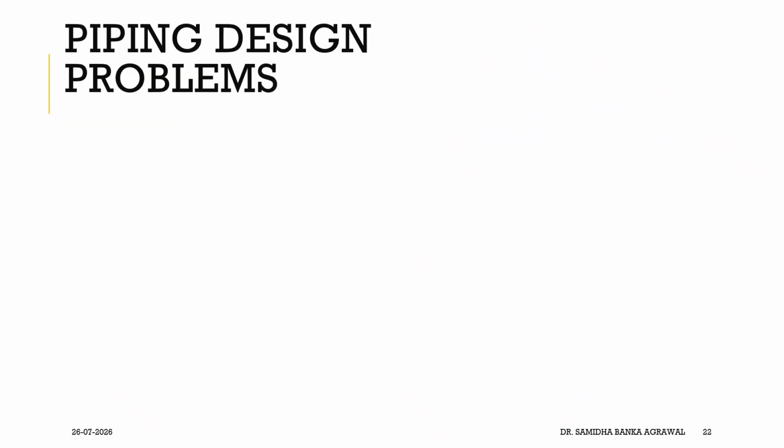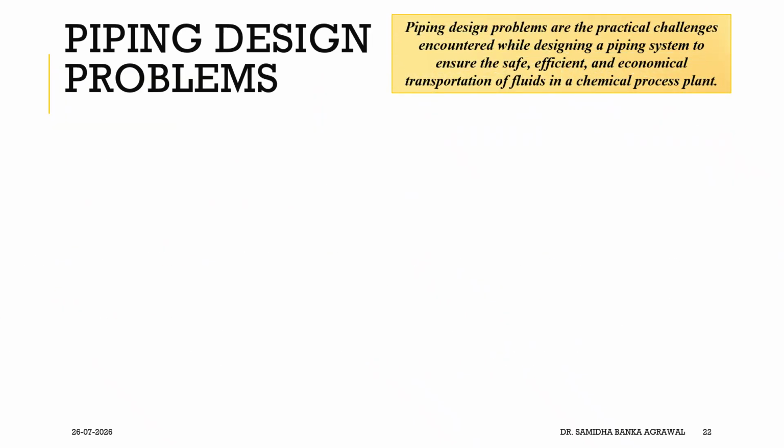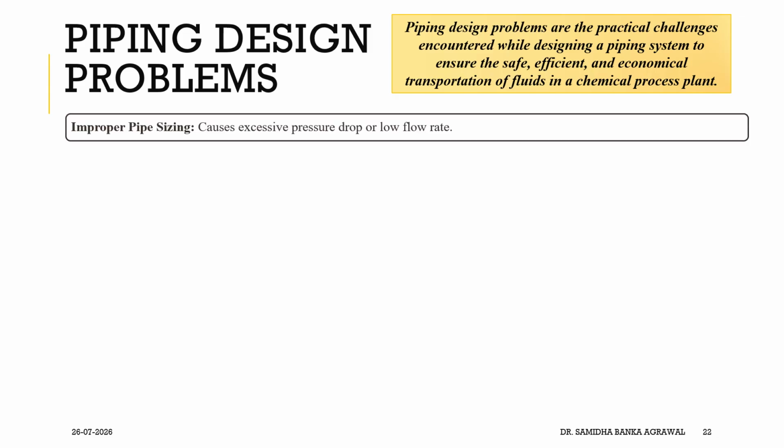Now, let us discuss some major piping design problems. Piping design problems are the practical challenges that we face while designing a piping system. When we design a piping system, we need to ensure the safe, efficient, and economical transportation of fluids in a chemical process plant. Now, these are some major piping problems.